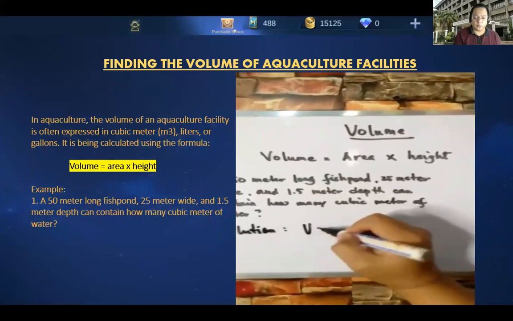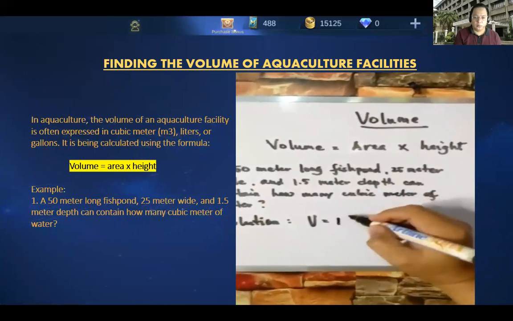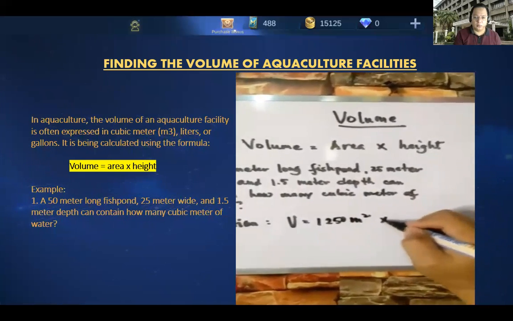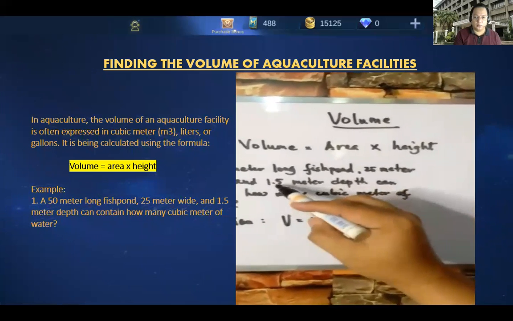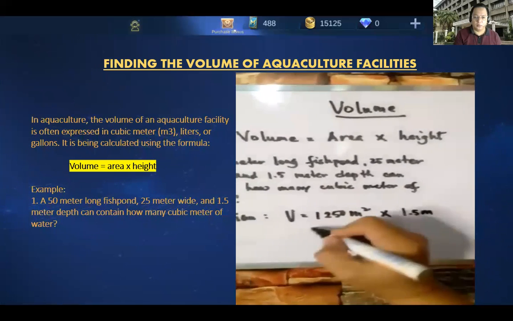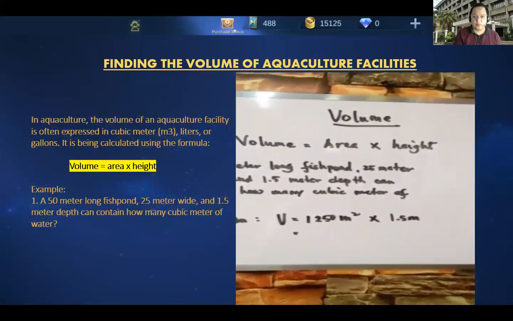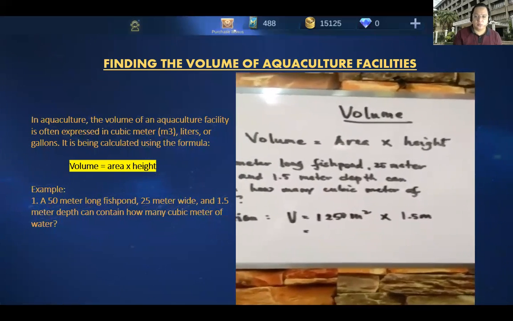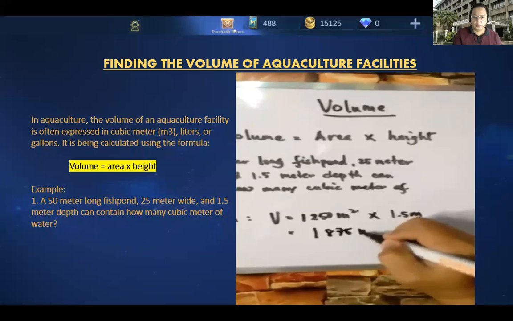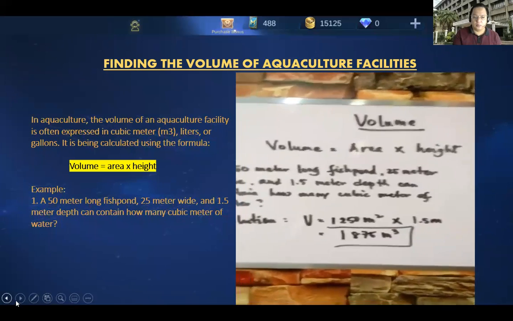So our solution: volume is equal to area. 50 times 25 is 1,250 meters squared. Then multiply by height. The height is given, which is 1.5 meters depth. So our volume now is 1,250 meters squared times 1.5 meters, which is 1,875 cubic meters. For the unit of the volume, it should be cubic.